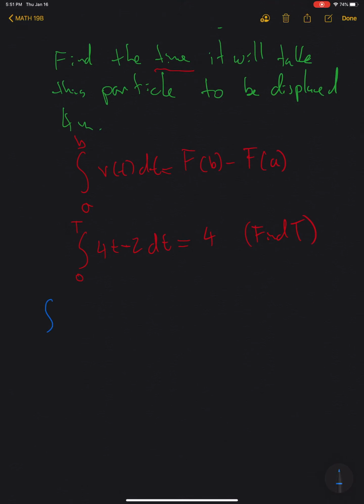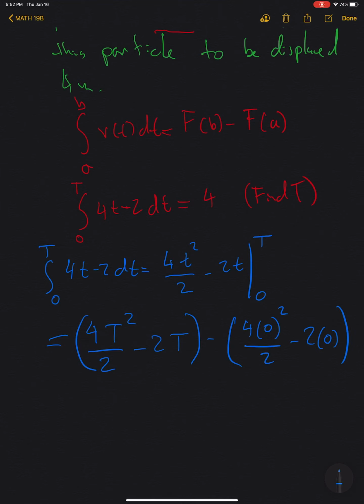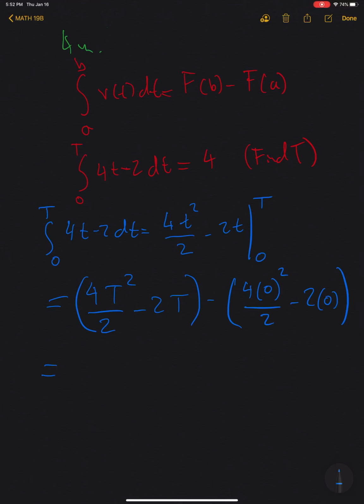We have that the integral between 0 and t of 4t minus 2 dt is going to be given by, again, we can just do the reverse power rule here, 4t squared divided by 2 minus 2t. We want to evaluate this between 0 and capital T. So this will become 4t squared divided by 2 minus 2t minus everything at 0, so 4 times 0 squared divided by 2 minus 2 times 0. And whenever we simplify this out, we will get 2T squared minus 2T.